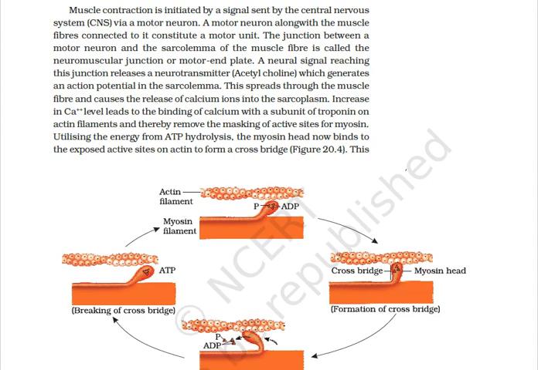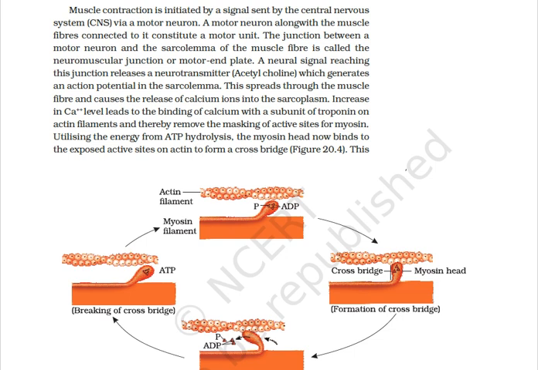That is sliding filament theory. To explain the mechanism of muscular contraction, that is sliding filament theory, here on the screen you can see the structure or the diagrams showing you the muscle contraction.